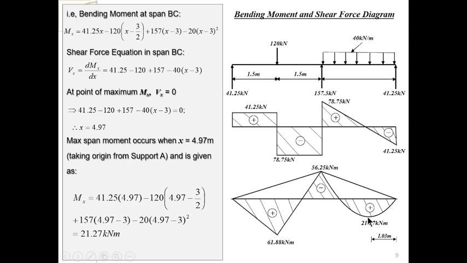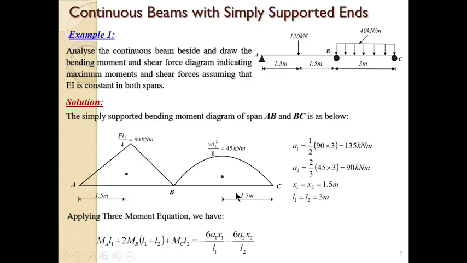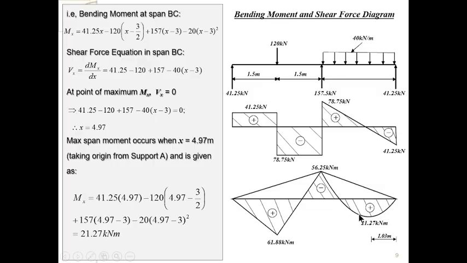Because this one is not at mid-span and we don't know exactly where the maximum span moment is, because this is 56 and this is 0, and we cannot just bring this and put and know the middle. So for us to know what is the maximum span moment and where does the span moment occur, we need to use the basic concept of bending moment and shear force. The relationship between bending moment and shear force says that at the point of maximum bending moment, the shear force equals 0. Notice.